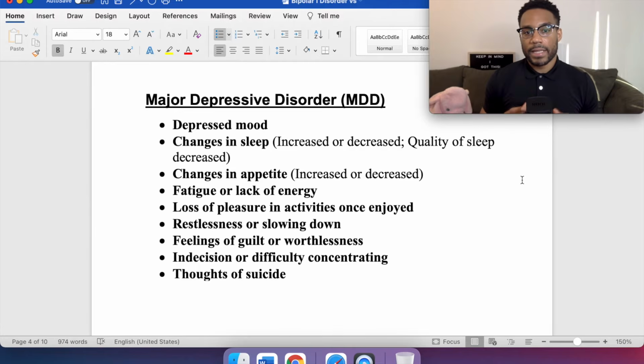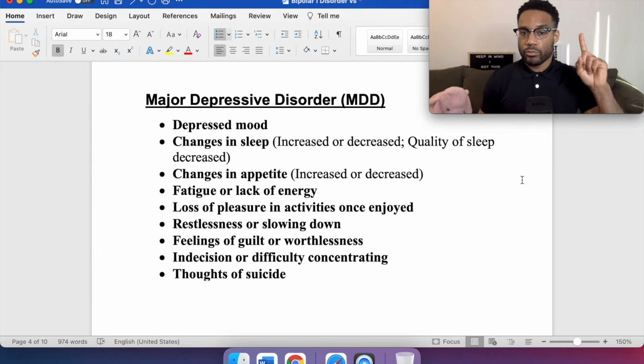So again, this MDD episode is needed for bipolar 2. It could occur for bipolar 1, but on the exam, it's really going to highlight bipolar 2 if it's made obvious that an episode occurred where they experienced that hypomania and there was that crash of MDD as well. And remember the time frame. I'm going to sound like a broken record. Time frame.